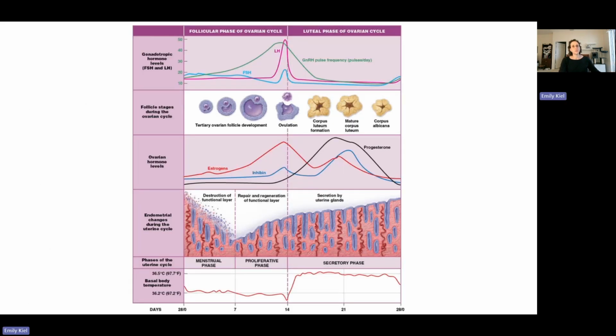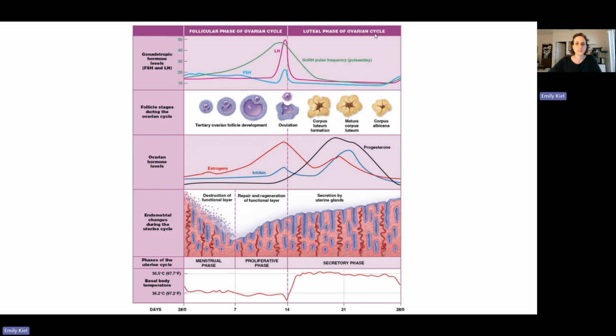So let's take a minute to look at some of these other phases. Let's focus right here on the endometrial changes, because this is just what we looked at. I think it's helpful to remember that everything is divided into this follicular phase of the ovarian cycle, where we're developing a follicle to make an egg. And then kind of the dividing line is ovulation. We've released the egg, and then we enter the luteal phase.